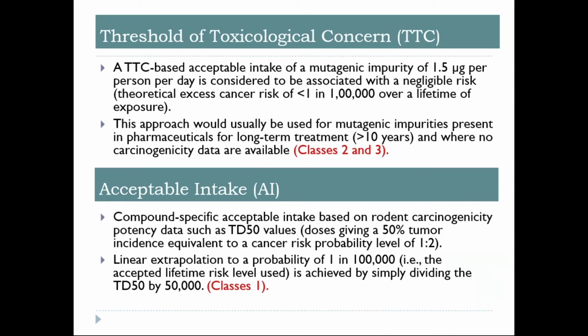So TTC and acceptable intake. So we are talking from the previous slides. The TTC, which is 1.5 microgram per day, is associated with a negligible cancer risk of 1 in 1 lakh population when they are exposed to this particular impurity over a lifetime. Similarly, acceptable intake, which is derived using the TD50 value obtained from well-conducted carcinogenicity studies, is also associated with the same cancer risk of 1 in 1 lakh population. So this risk is acceptable from the regulatory point of view.